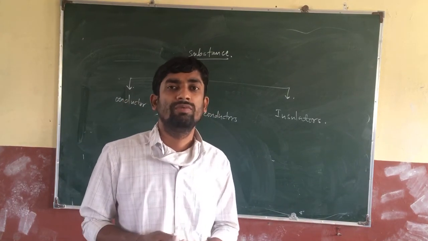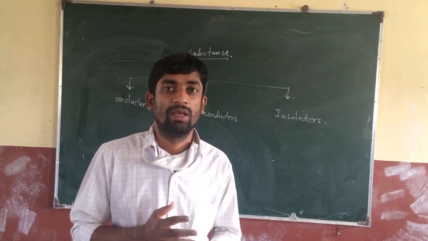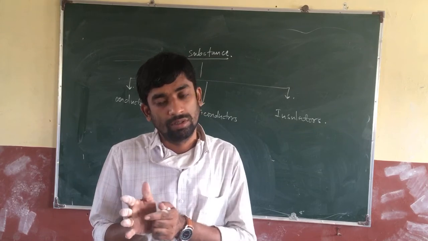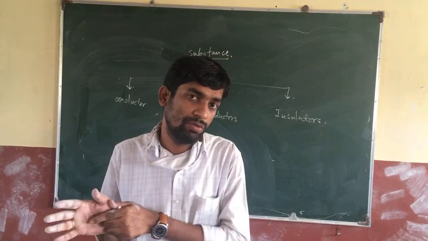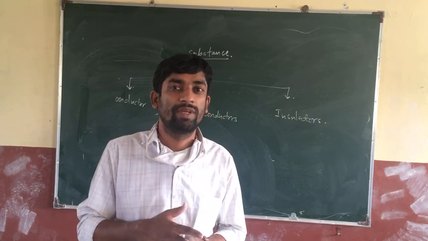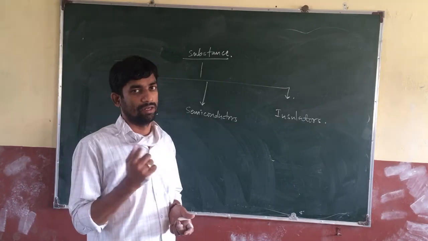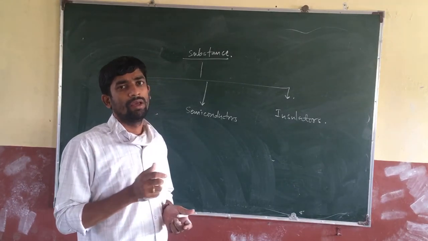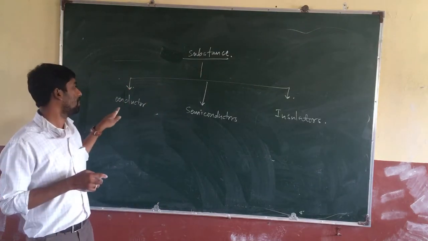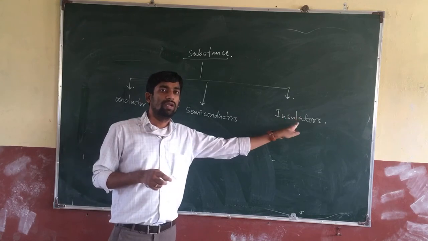So first of all, you should know what is meant by dielectric material. Before that, you should know how to differentiate any substance into different categories. This is your second unit, the dielectric unit. Any substance can be categorized into three parts: conductor, semiconductor and insulator.